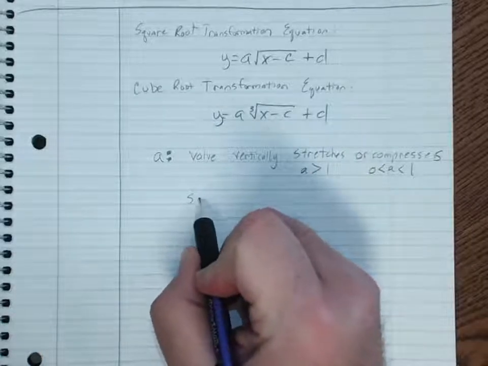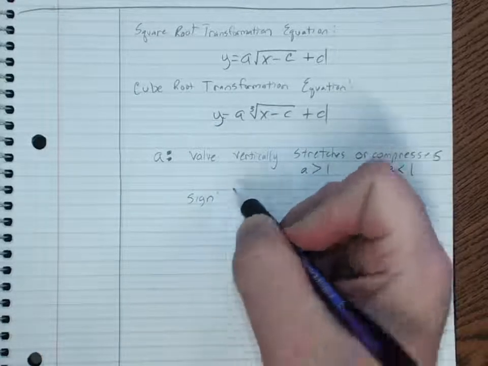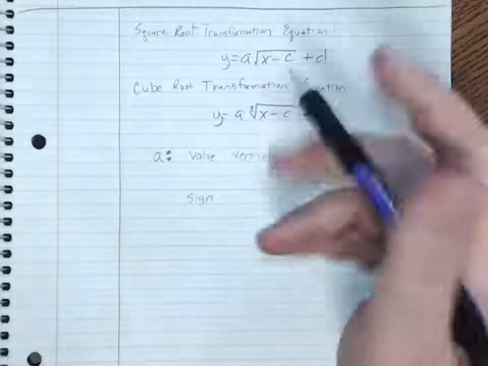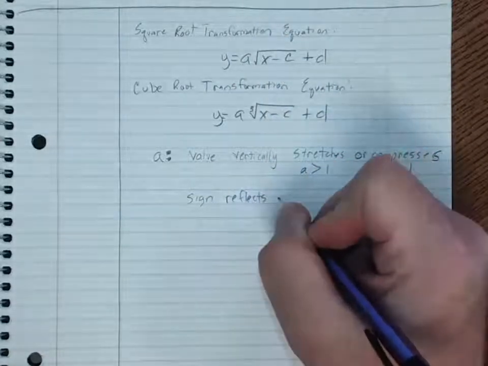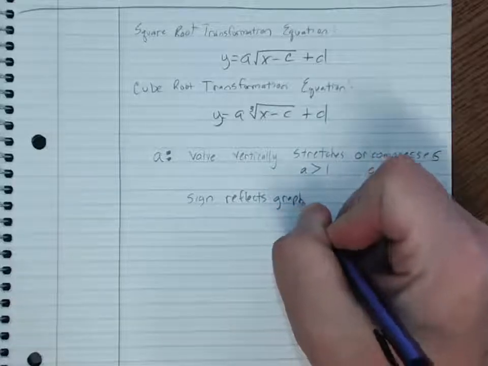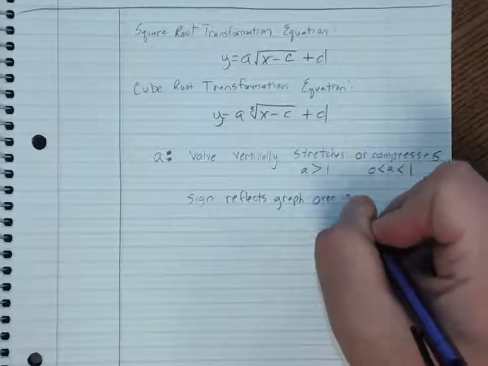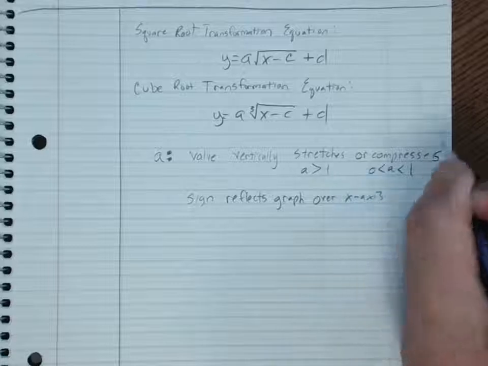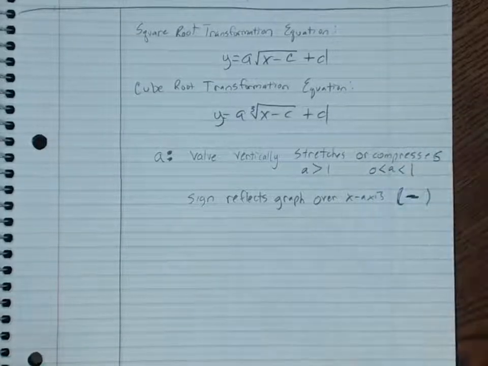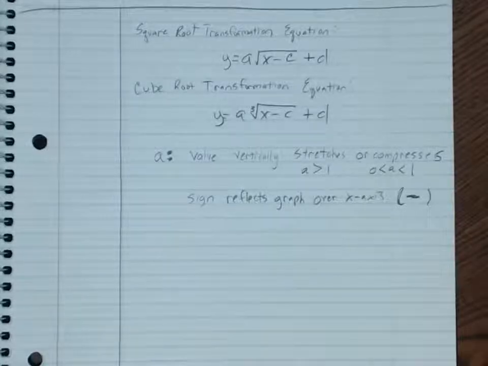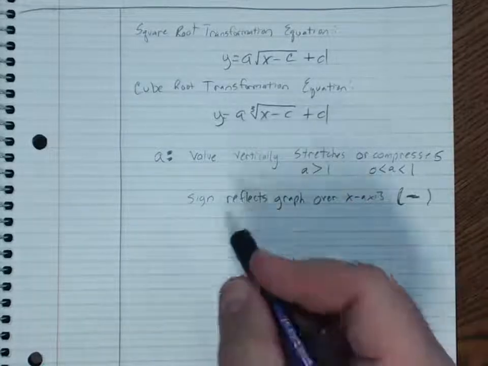In fact, this sign reflects the graph over the x-axis. Specifically, that's the negative sign. So a negative A, it's reflected. A positive A, it stays where it's at.